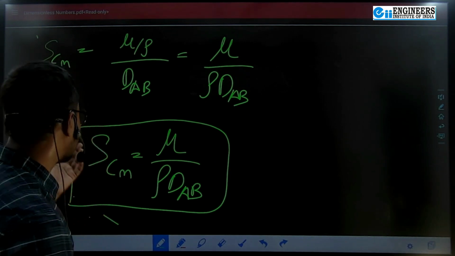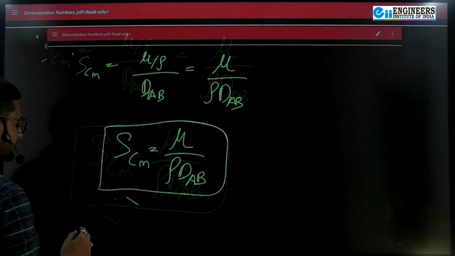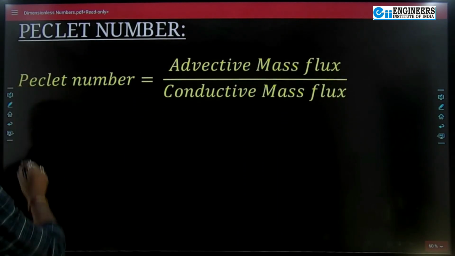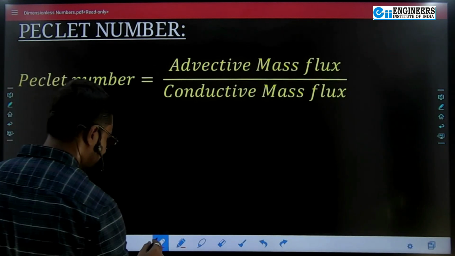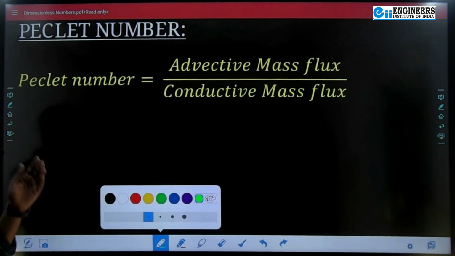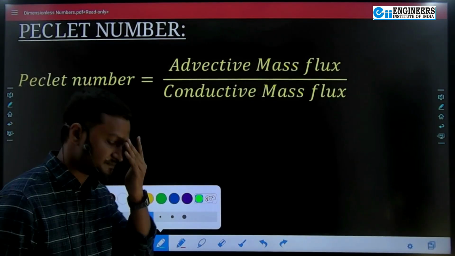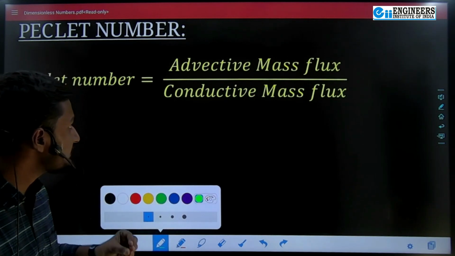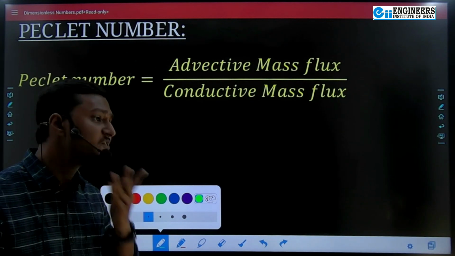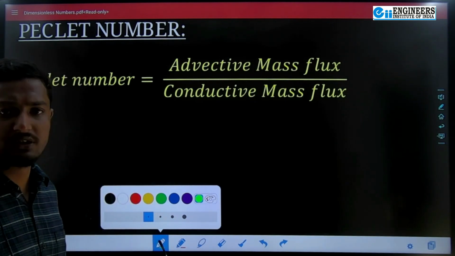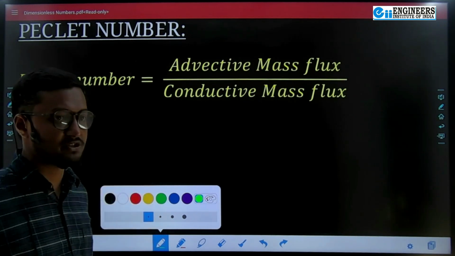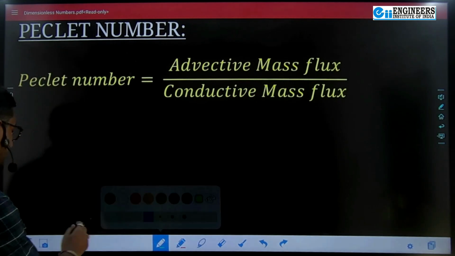Okay, now let us move forward and look into another dimensionless number. This is our Peclet number. This Peclet number is defined as the ratio of the advective mass flux and the conductive mass flux. Now let us understand what is meant by advective mass flux. What is advection? We generally come across the terms convection or conduction, but we generally don't come across the term advection. So let us understand that.